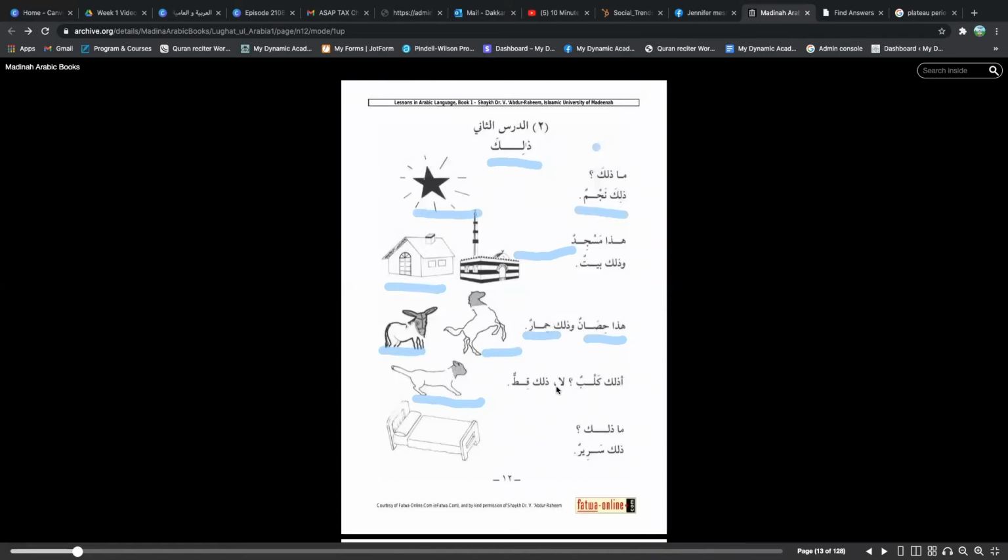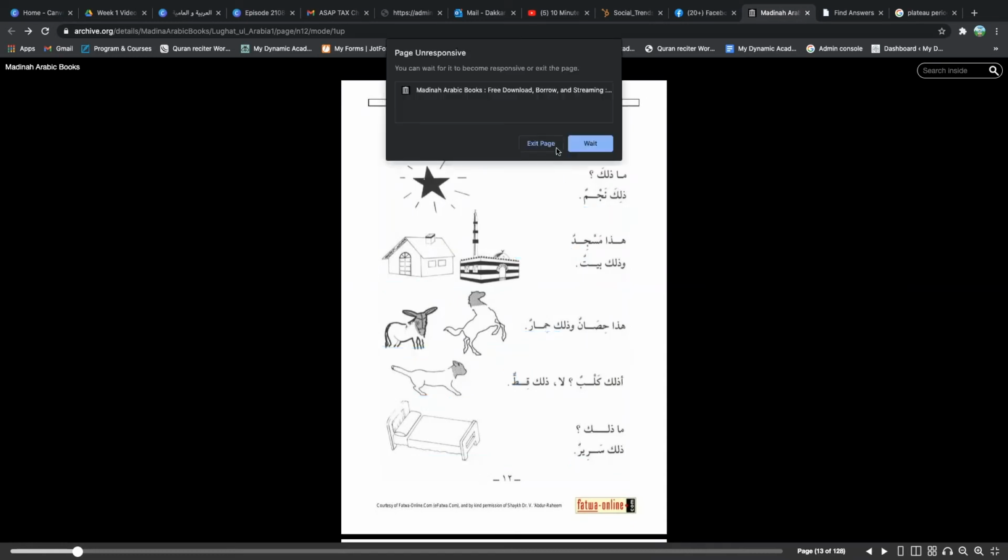لا ذلك قط. No, and that is a qit, a cat. Remember, the shadda is over the ta right here. Well, that's why it gives it the sound, instead of qitun it's qittun. So the two sounds merge together. Ma dharika. What is that? Dharika sarirun. That is a bed.